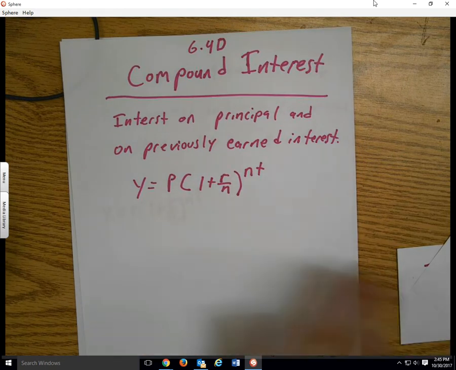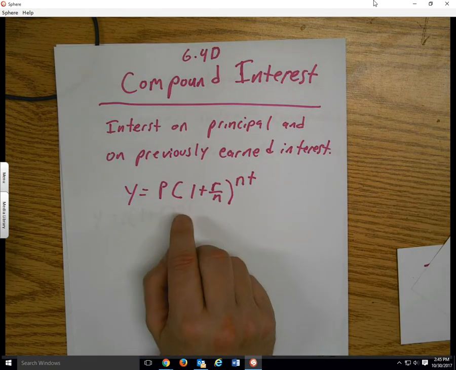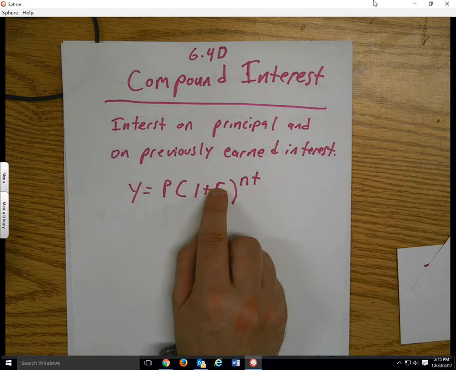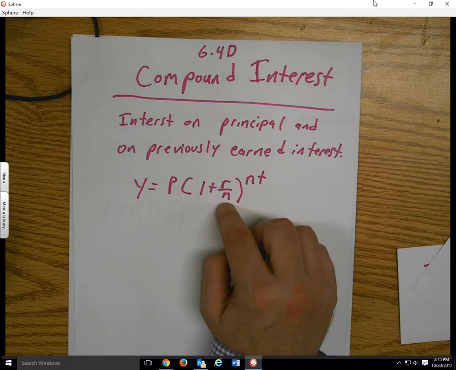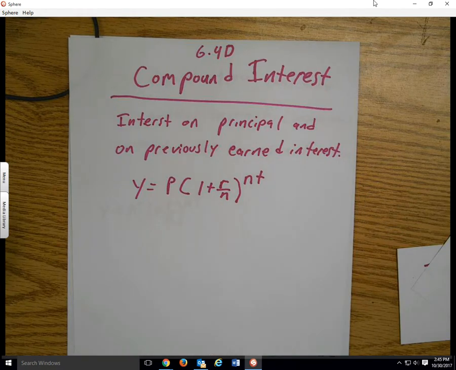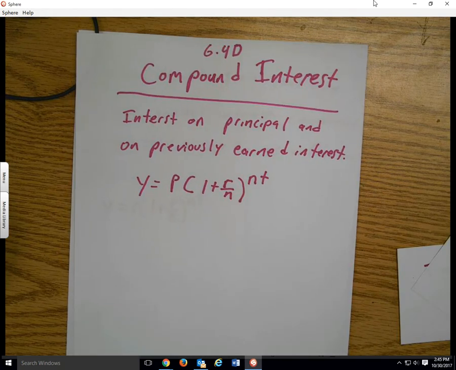And after the principal, the R still stands for the rate. That hasn't changed. In this case, it'll be the annual rate of interest earned. The N stands for the number of times the interest is compounded in a year. And the T still stands for time, in this case of years. So this is the formula for compound interest.